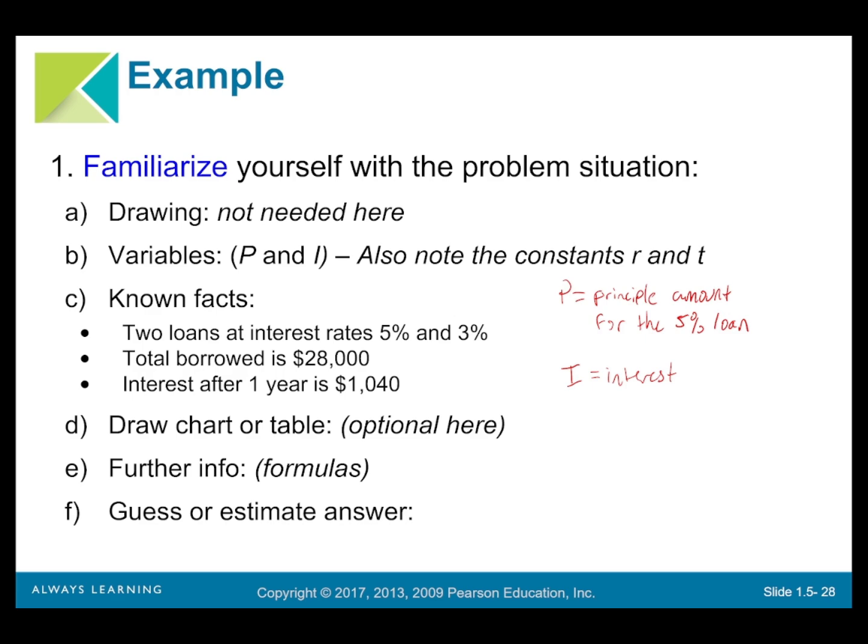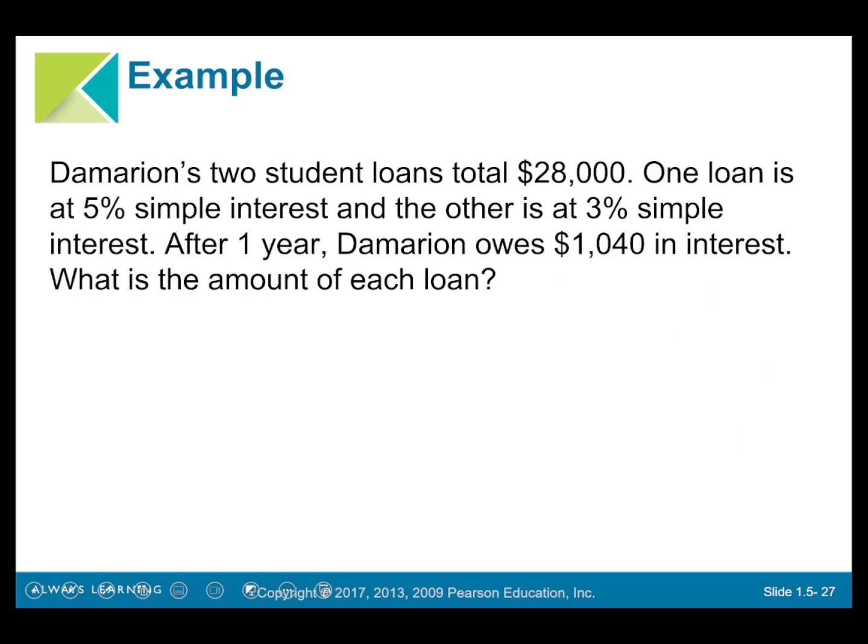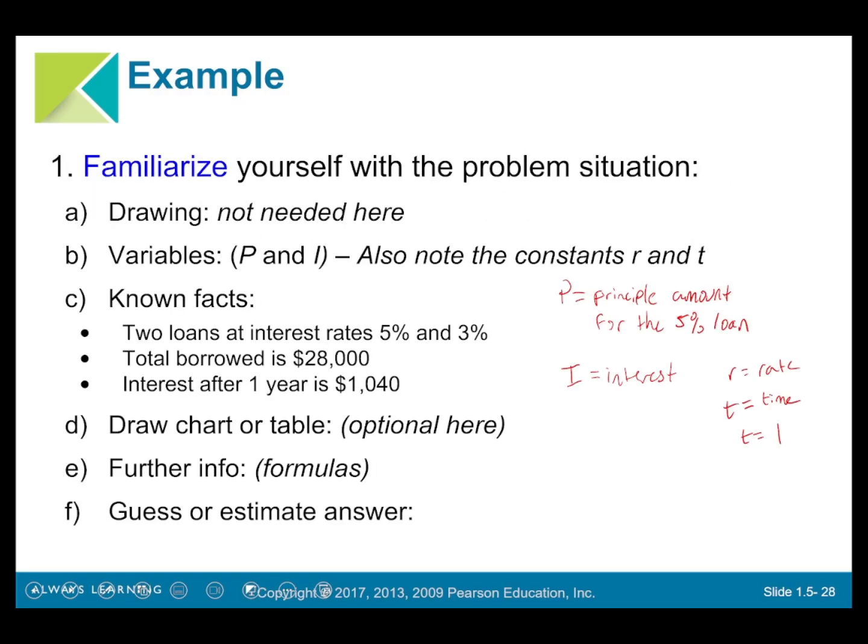Then we also want to note that we have an R, which equals our rate, and a T, which is time. But really, T is just always going to equal 1 for this problem, because remember, we're talking about after 1 year. So time is just going to be 1. We also know that the two interest rates of the two loans are 5% and 3%. The total borrowed is $28,000, and the interest after 1 year is $1,040.